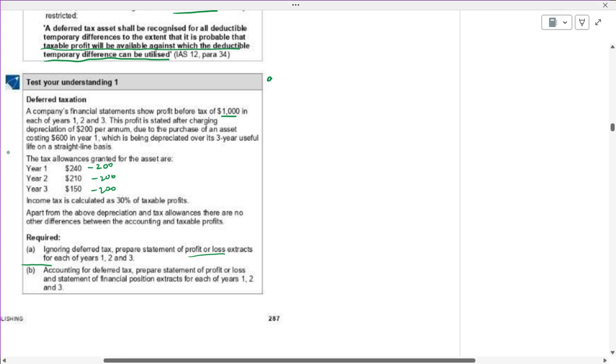Now when you are doing this, point number A: the profit and loss account extract, for years 1, 2 and 3. How much is the profit before tax? Profit before tax is 1000.